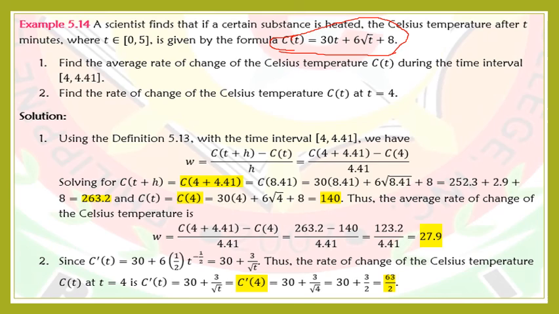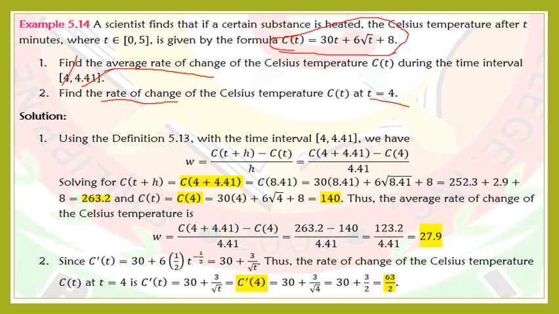So find the average rate of change of the Celsius temperature C of t during the time interval 4 and 4.41. Okay, so ibig sabihin nun, si 4 yan yung t natin, then 4.41 yan yung t plus h. Ang hahanapin natin dito is the average rate of change. So, ang gagamitin natin na formula is yung sa first definition na nabanggit sa first slide. And then, find the rate of change of the Celsius temperature C of t at t equals 4. So, rate of change yung pangalawa. So, yung second formula din na na-mention sa previous slide, yung gagamitin natin.